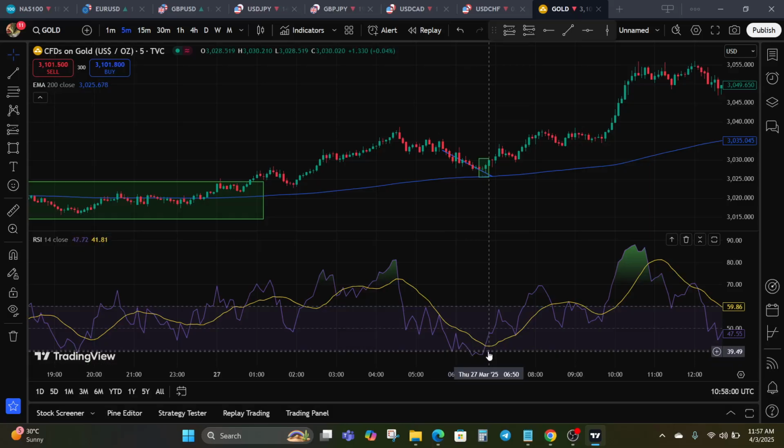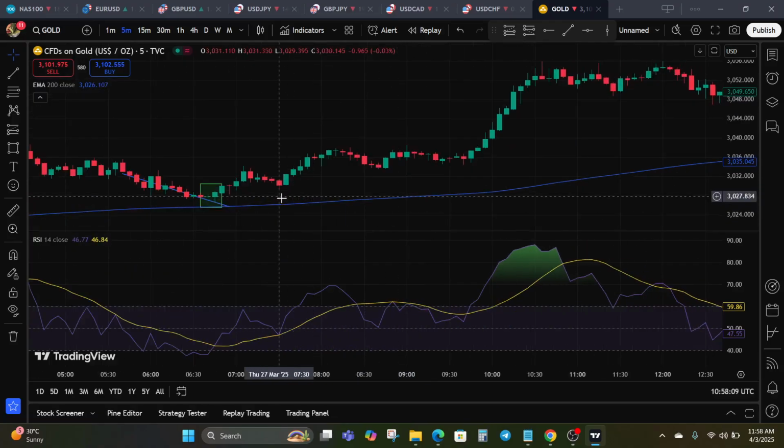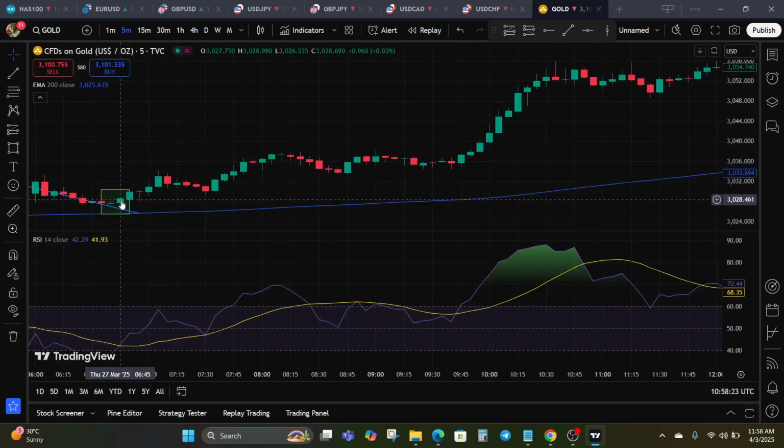You can enter the trade on a strong bullish candle close, like this particular bullish candle that we found. Just ensure that price has closed the candle, sorry, ensure that the candle has closed above the previous candle.